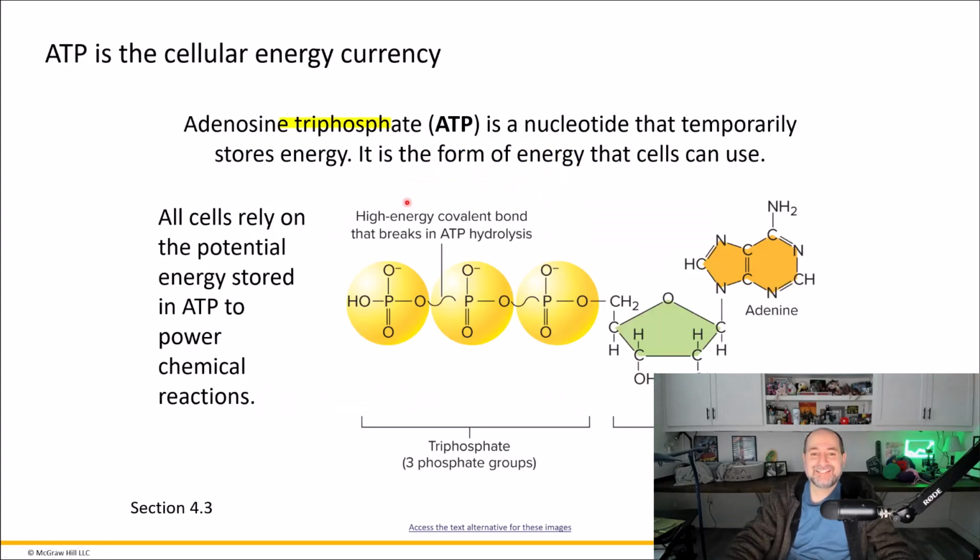You should know that ATP is the energy currency of the cell, and ATP is an example of chemical energy, which is also a type of potential energy.